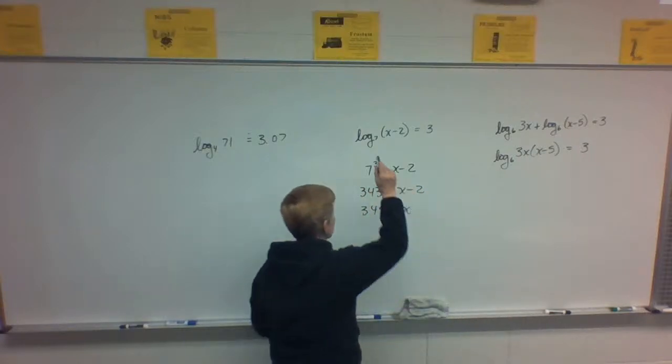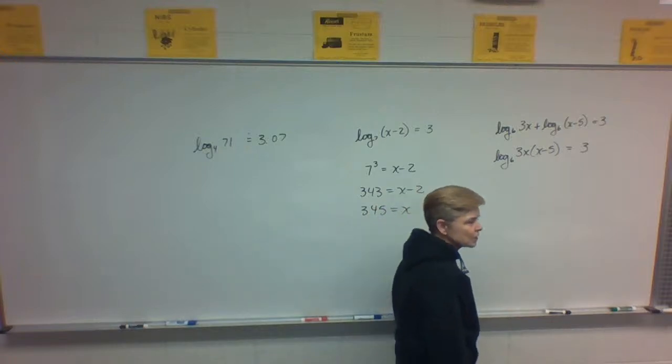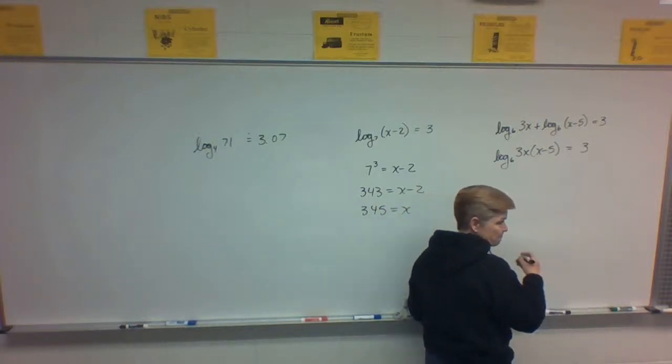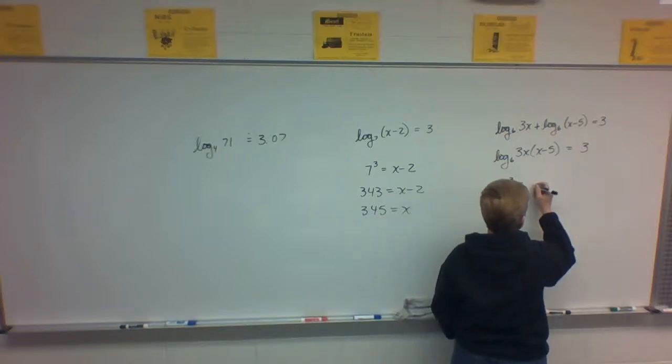Now we are in the same boat we were here. What do you do next? Change it to an exponent. 6 it, right? So it'd be 6 to the third equals, distribute this as you write it down. What do you get?